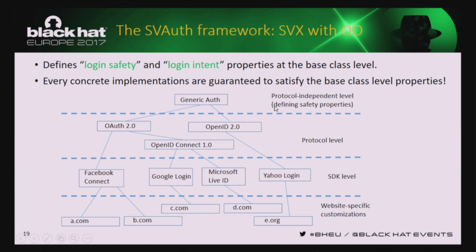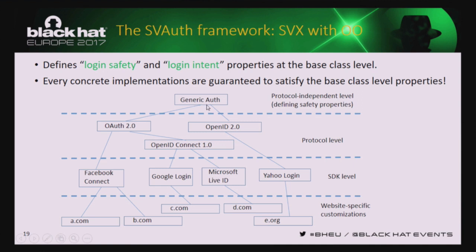At the top level, which is the protocol-independent level, we defined very basic classes like identity provider, relying party, as well as the 2 safety properties, login safety and login intent, which corresponded to the 2 video demos that I showed in the beginning. Login safety prevents an attacker from logging into the victim's account, and login intent prevents the victim from accidentally logging into the attacker's account. So we defined both properties.